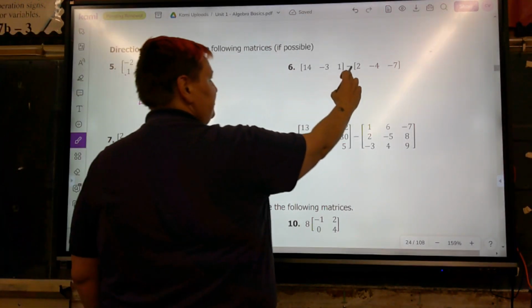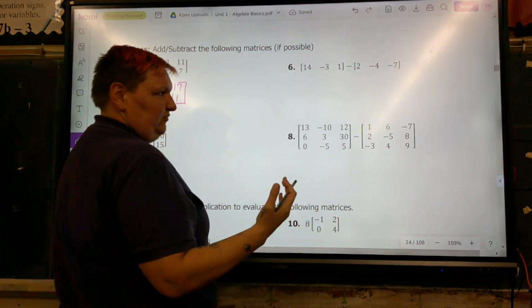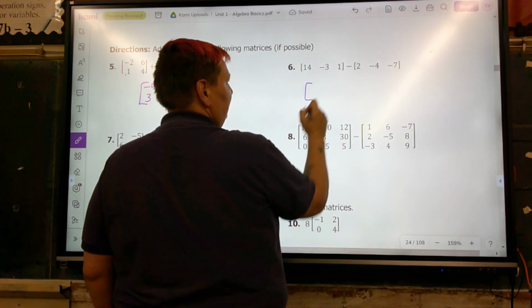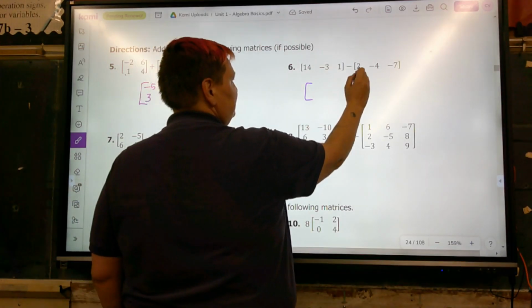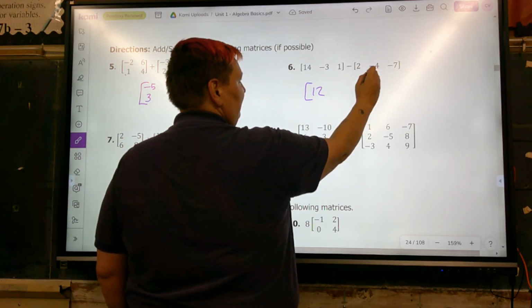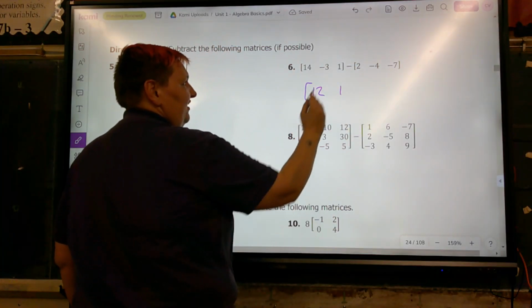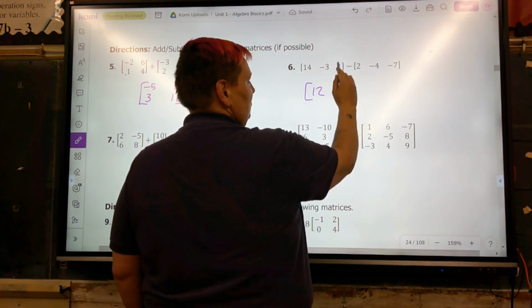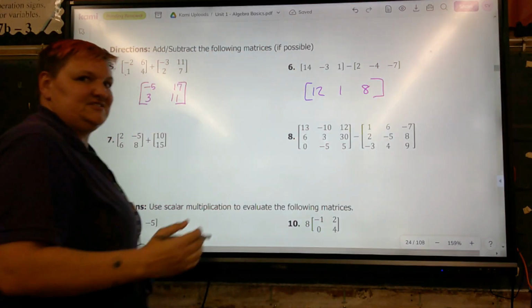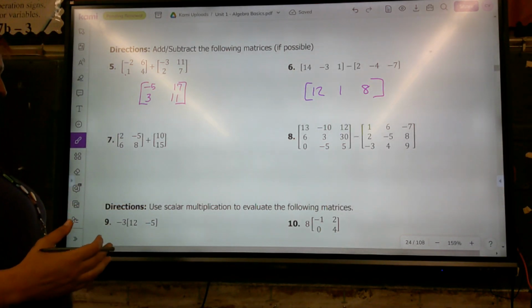This one is subtraction, so we're going to be really careful. They're both 1 by 3, so we can combine them. So we're going to end up with 1. 14 minus 2 is 12. Negative 3 minus negative 4. So it's going to be negative 3 plus 4. That's 1. 1 minus a negative 7. So 1 plus 7 is 8. You should end up with the same size, the same dimensions you started with when you're adding and subtracting.